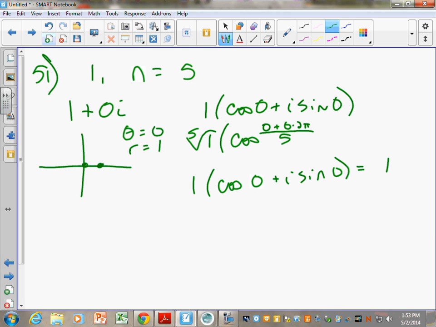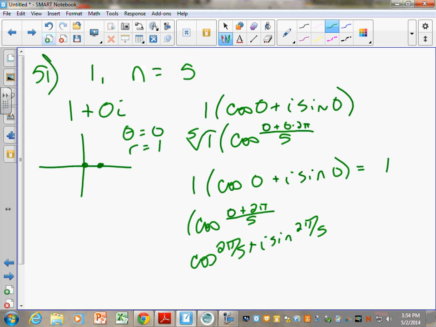The rest of them aren't going to be so pretty, because now you're going to have to do the cosine of 0 plus 2 pi divided by 5. The nice thing is that the 0 is there every time, so it's just this number. So that's going to be the cosine of 2 pi fifths plus i sine of 2 pi fifths. It doesn't work because the first one worked out so nice, I bet.